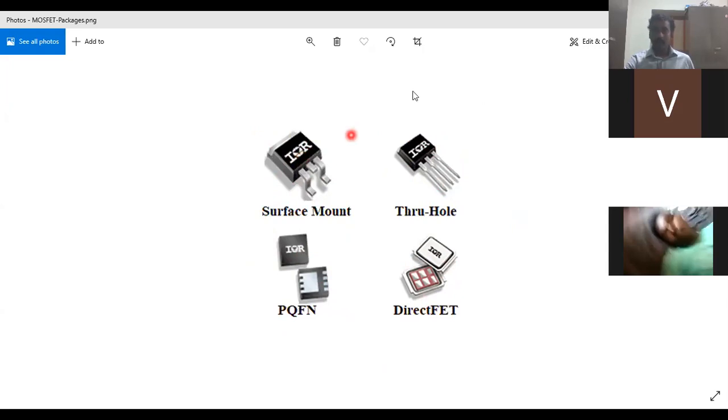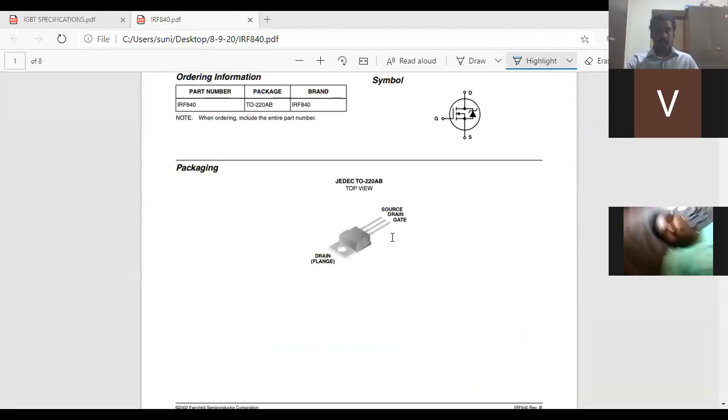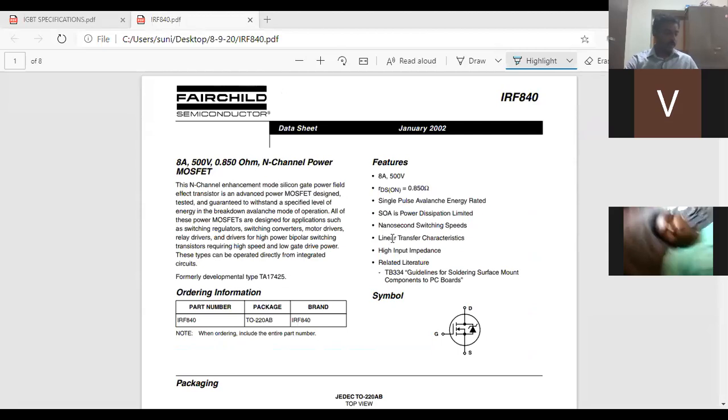Then you may have one more thing to see, that is related to the specification sheet. Whenever you consider this specification sheet, this IRF 840 is nothing but the model number of the MOSFET. Here the 8 represents the current, the maximum current.